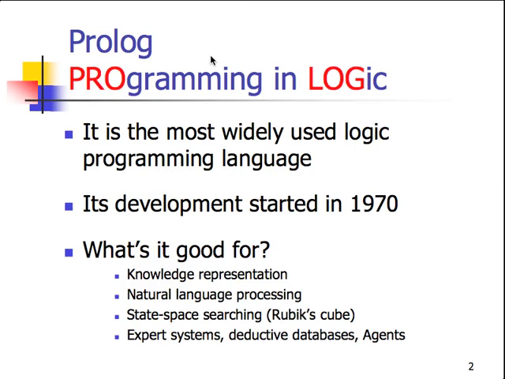And then Prolog also has capabilities for keeping databases of information and then for programming logic. So it's the most widely used logic programming language, and it's probably one of the first ones that came around. It was developed in the 1970s. It's good for knowledge representation, natural language processing, state space searching like the Rubik's Cube, and there's an example of the Rubik's Cube in this lecture, expert systems, deductive databases, and agents.